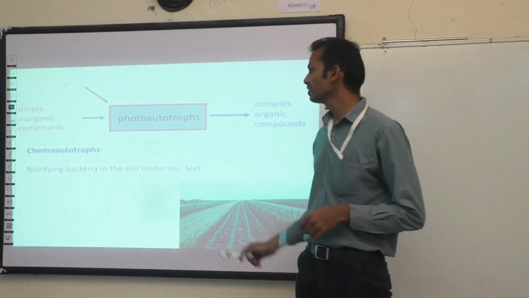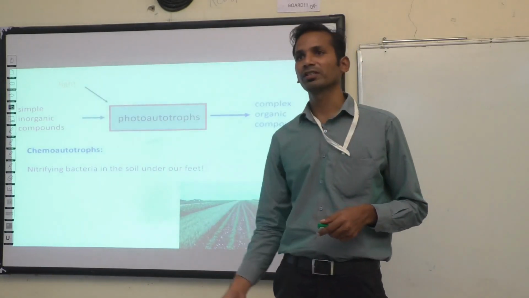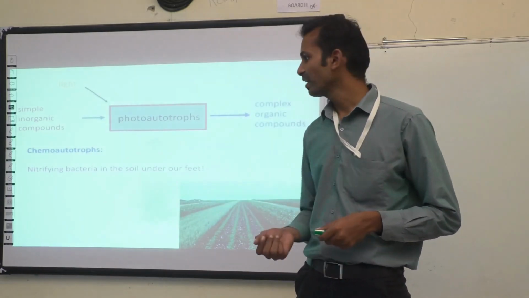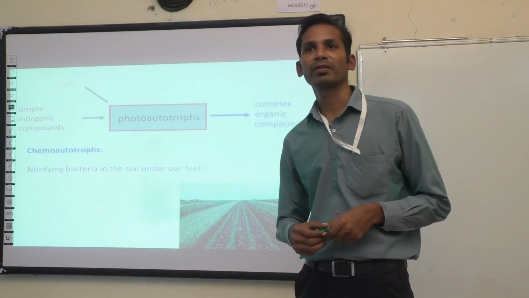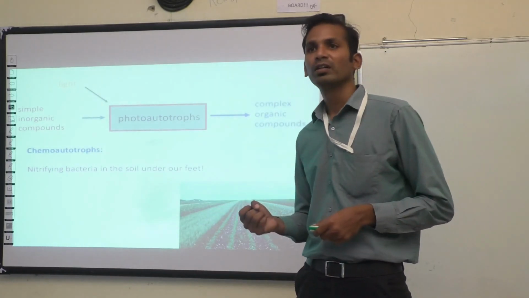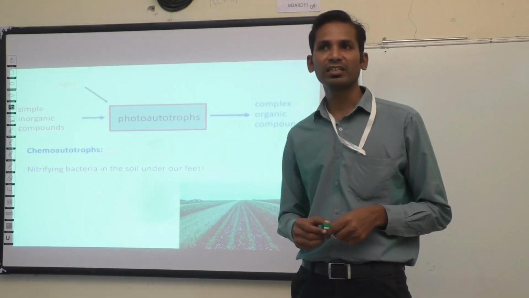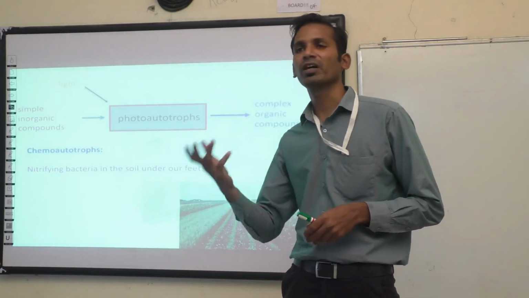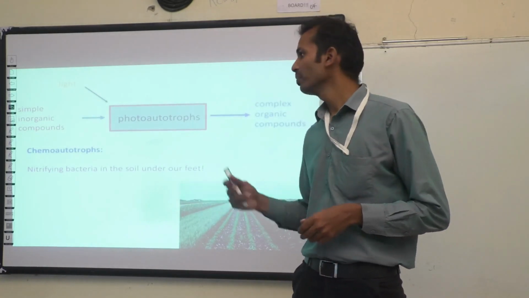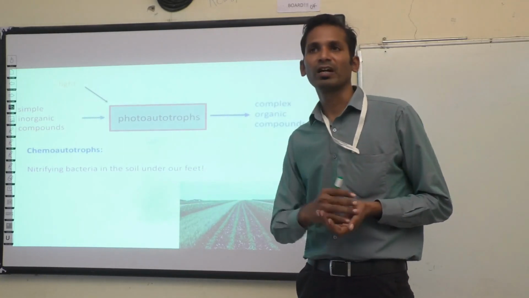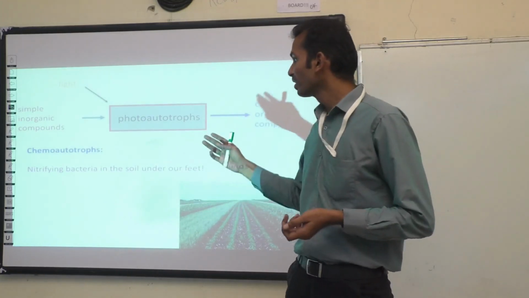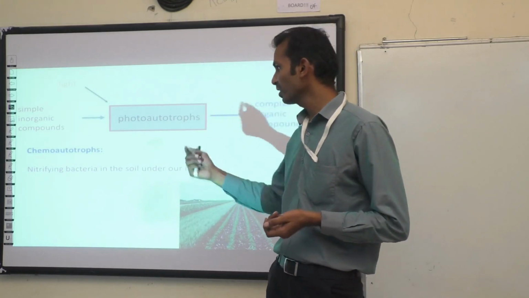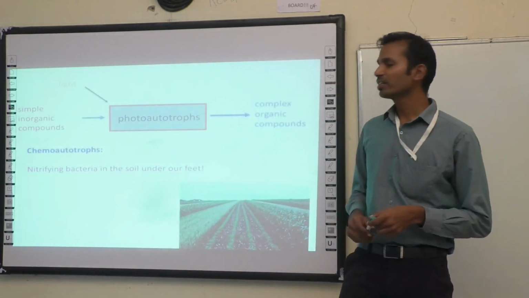For example, nitrifying bacteria, which are found in the soil or in the root nodules of leguminous plants, are nitrogen fixing bacteria. They can take up nitrogen, ammonia, and nitrate directly, and convert them into some other form. Maybe it can convert nitrogen into ammonia or nitrogen into nitrate. So it takes its food from the chemicals. These are called chemoautotrophs.